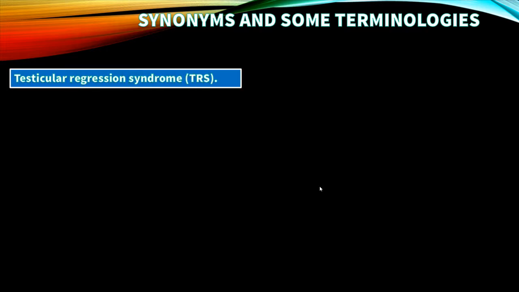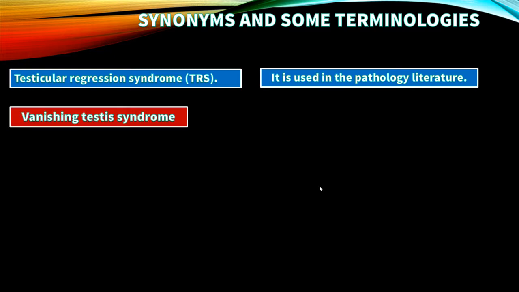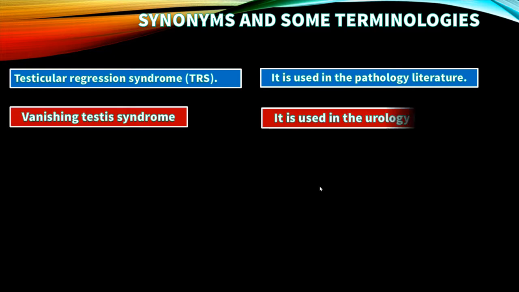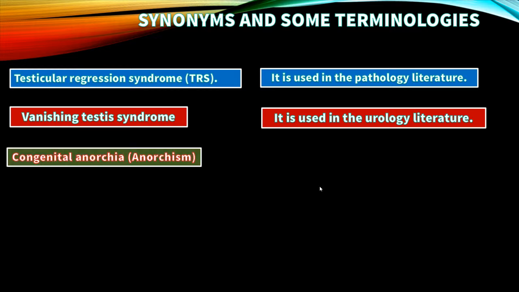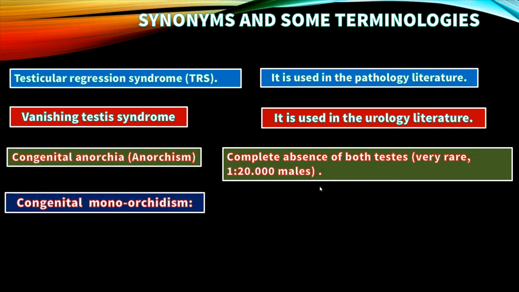Testicular regression syndrome, TRS, is used in the pathology literature. Vanishing testis syndrome is used in the urology literature. Congenital anorchia, anorchism, is a complete absence of both testes. It is very rare, 1 in 20,000 males.